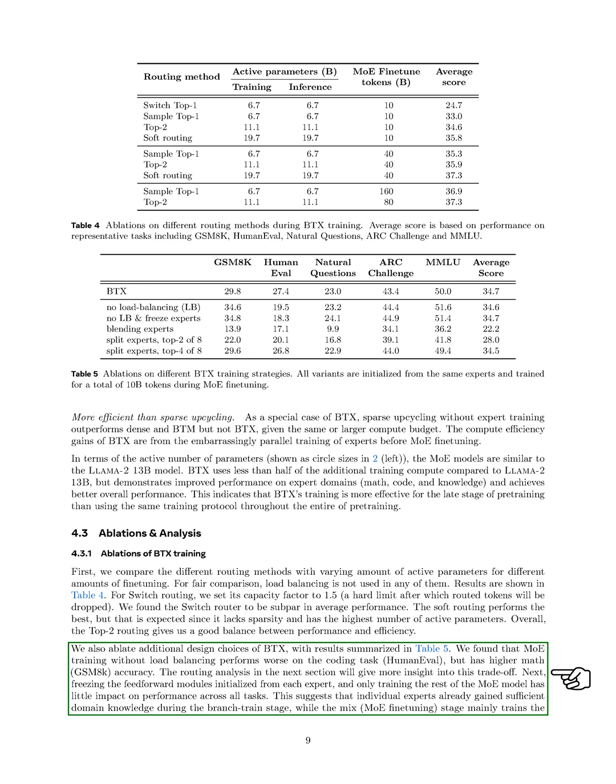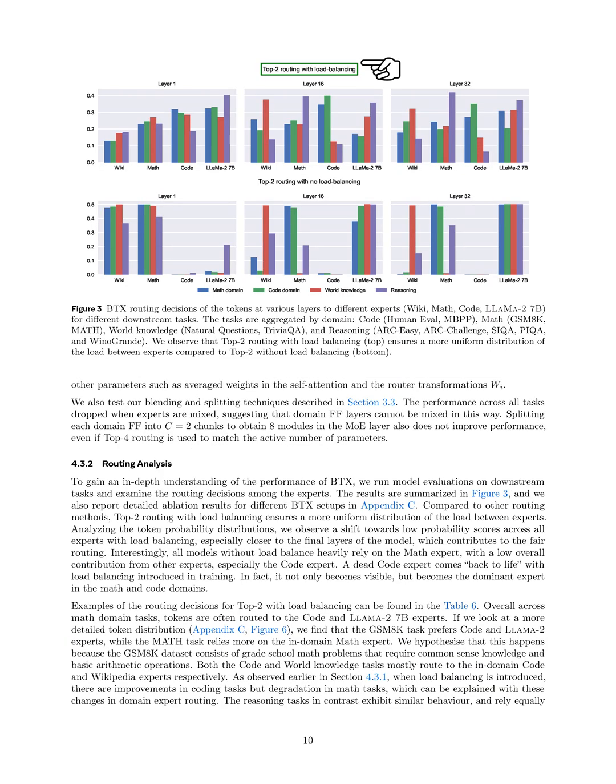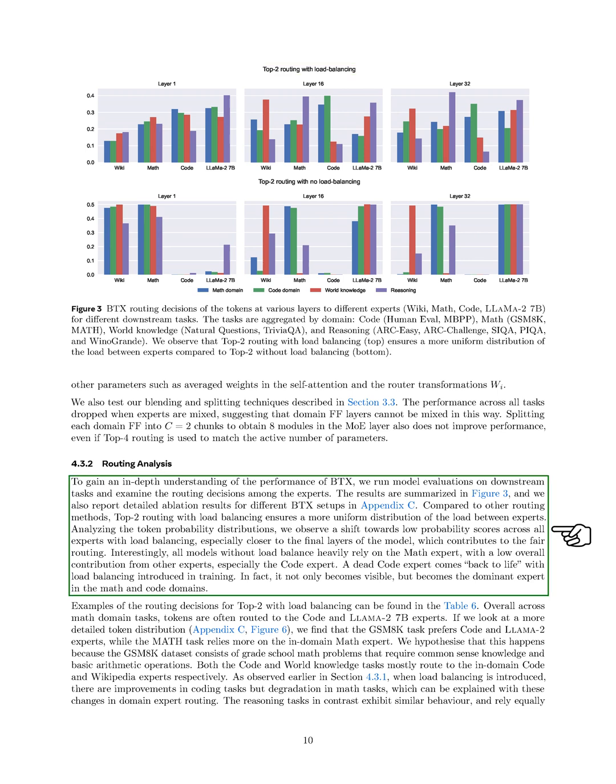In our routing analysis, we evaluate the performance of BTX on downstream tasks and examine the routing decisions among the experts. The top 2 routing with load balancing ensures a more uniform distribution of the load between experts, leading to improved performance. With load balancing, the code expert becomes more prominent in math and coding tasks, showing the importance of fair routing.